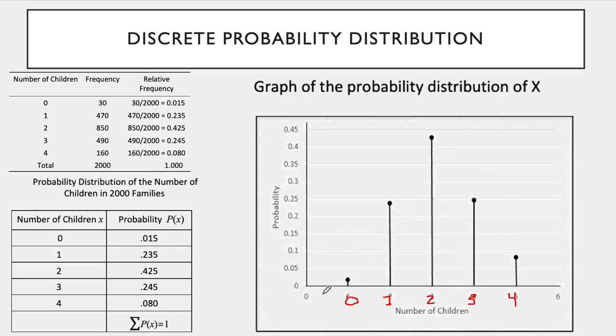So 0 is 0.15. 1 is 0.235. 2 is 0.425. 3 is 0.245, and 4 is 0.08. So there you go. Again, you can make use of a histogram if you want.